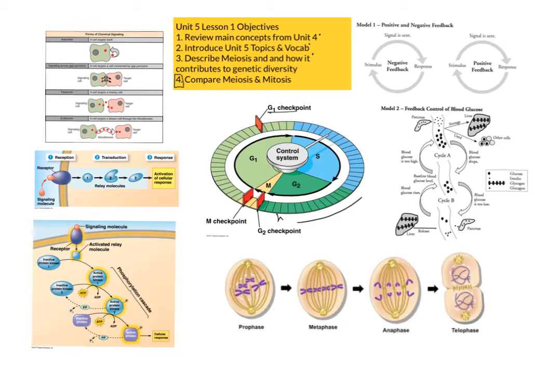So Unit 4, again, was all about 3 main things. It was about cell signaling and cell signaling pathways. The second thing was about the cell cycle and how cell replication through the process of mitosis is regulated in the cell cycle. And then third was talking about feedback mechanisms and how they either maintain homeostasis or amplify a particular condition.